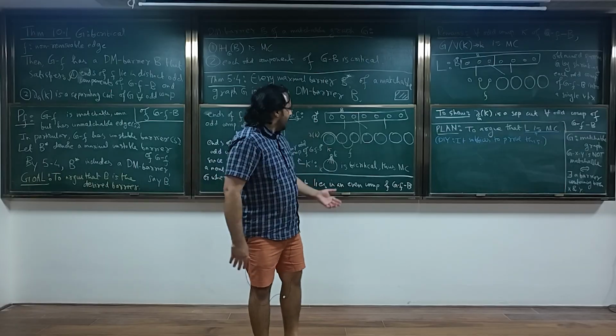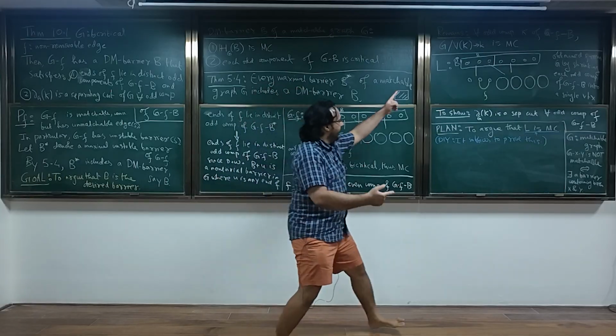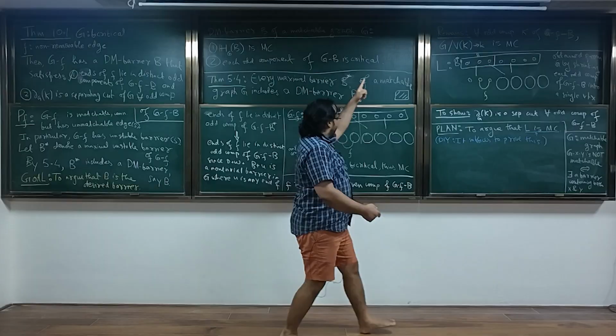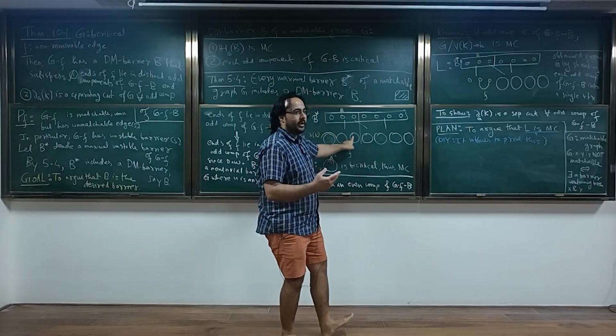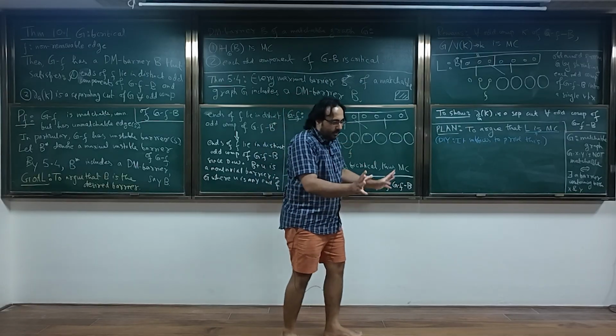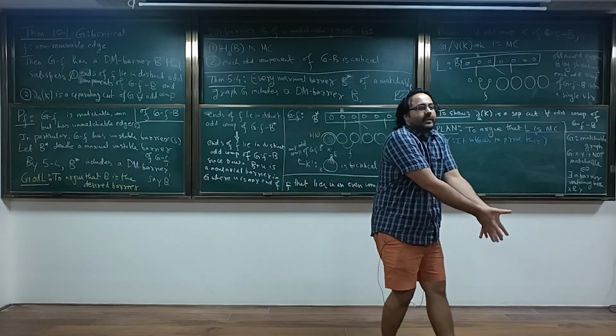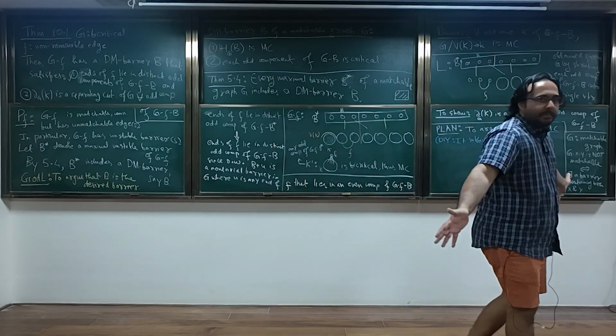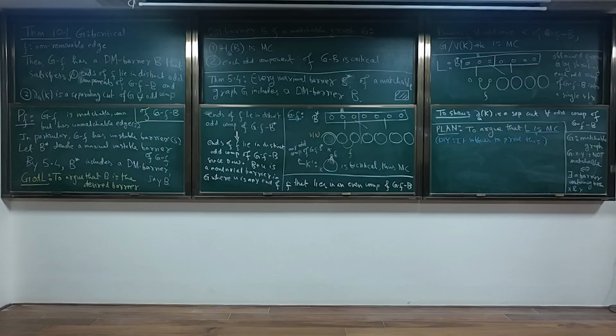The problem is, what if the perfect matching you take here intersects one of these cuts in 3 or more edges? Then you need to do something. Then you can't just take the restriction and say that it is a perfect matching. Right? It won't be a perfect matching.